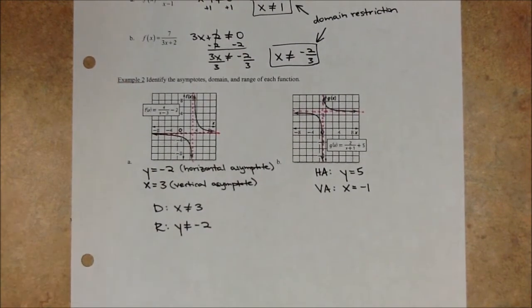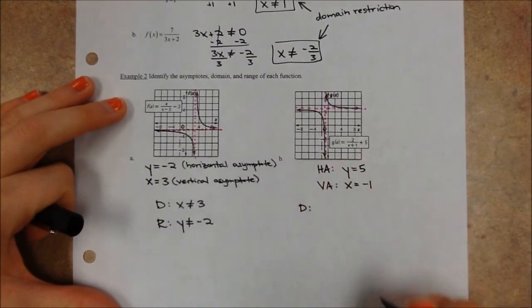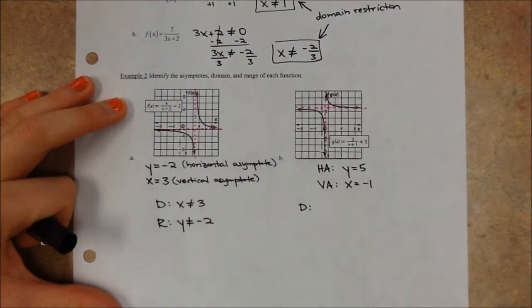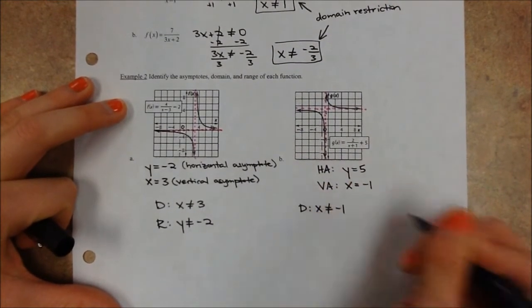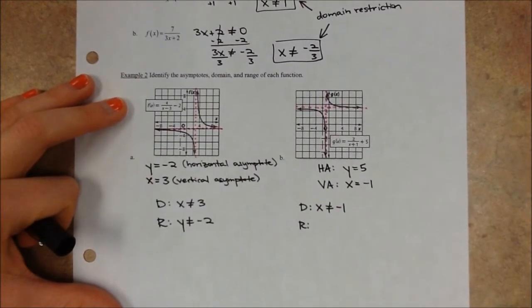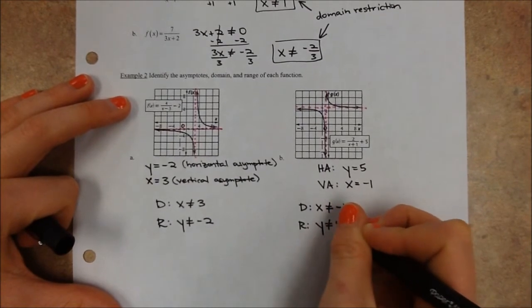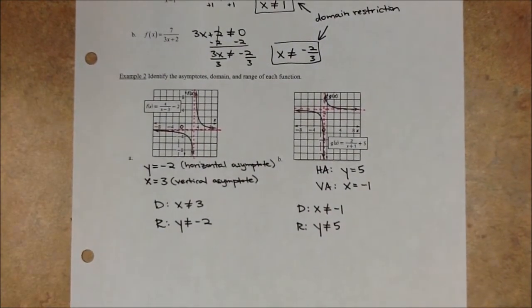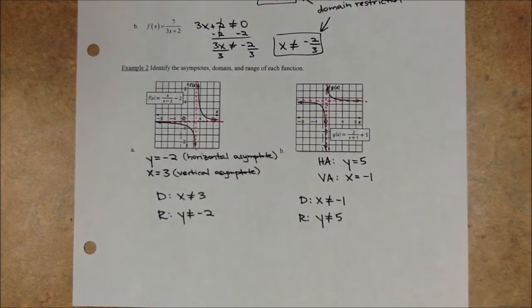Okay, then like I said, once you have the vertical asymptote and horizontal asymptote, it's very, very easy to identify domain and range. Since the vertical asymptote is x equals -1, the domain will cover anything but -1. And since our horizontal asymptote is y equals 5, our range will cover anything but 5. We're tiptoeing our way towards making our own graphs. We figured out how to find the domain restrictions, the range restrictions, and the horizontal and vertical asymptotes.